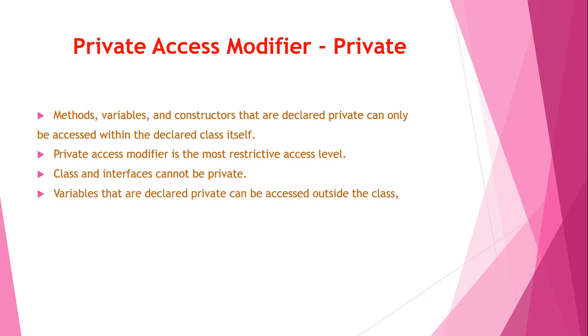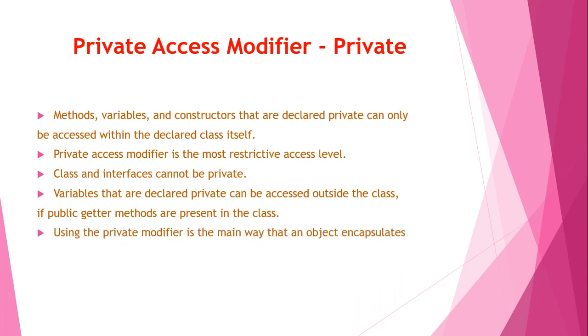Variables that are declared private can be accessed outside the class if public getter methods are present in the class. Using private is the main way that an object encapsulates itself and hides data from the outside world. The private access modifier plays an important role in encapsulation because in encapsulation we can make all the data members private and we use public getter and setter methods to access them.